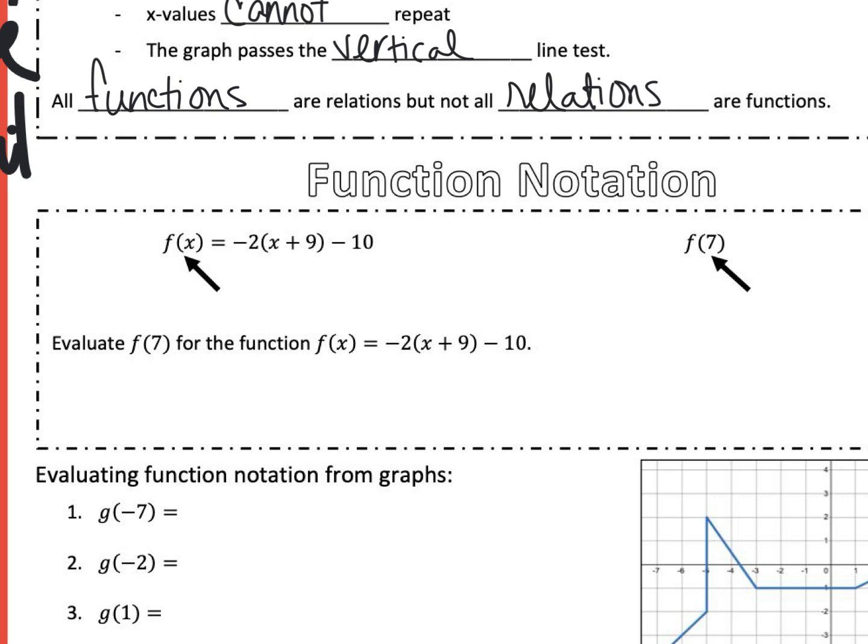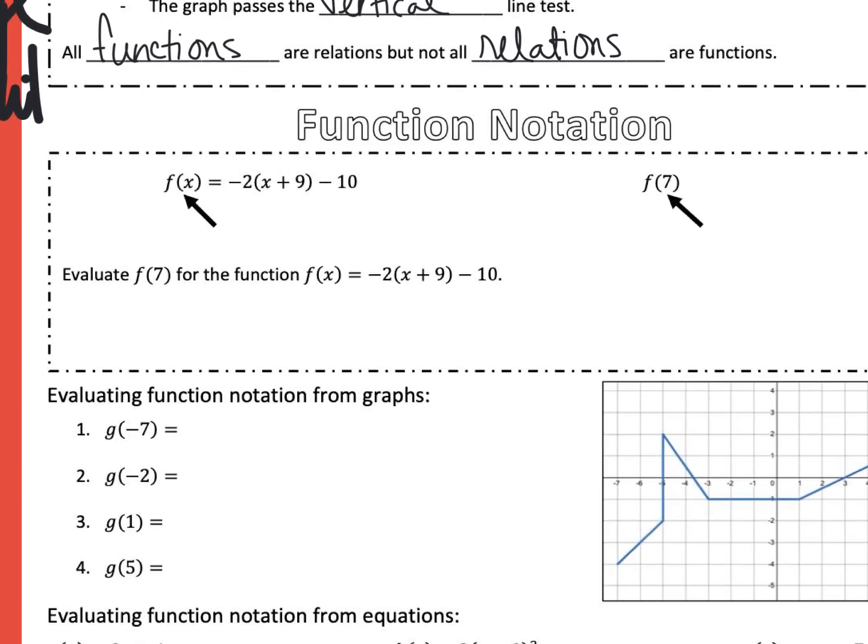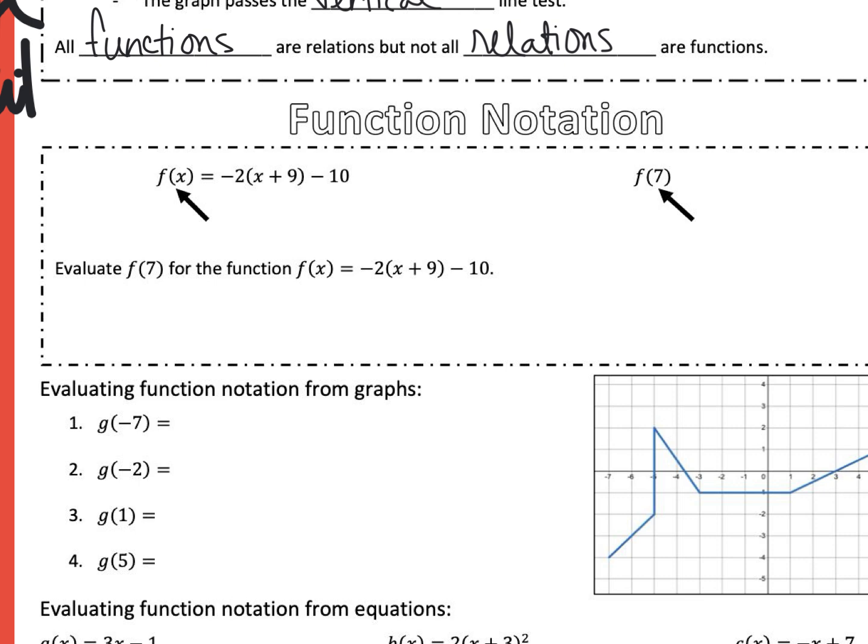So the new part today is what we call function notation. So function notation, you can see here, it says f of x. F of x is exactly the same thing as y. So we're just saying that y is a function of x. So if we see f of x, then it's just y. And we have an equation here. So what we have over here is then f of 7. That's how we say that, f of 7.